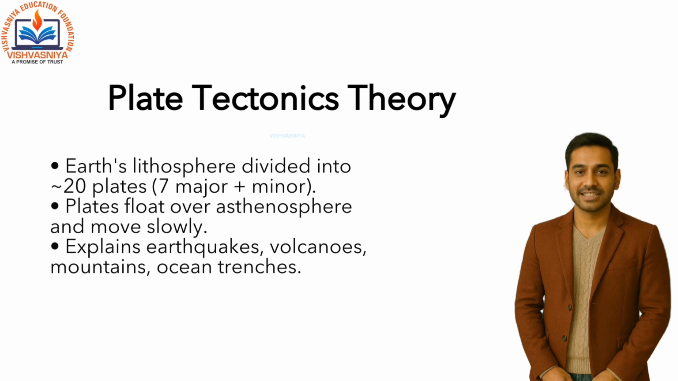This theory states that the Earth's lithosphere, the outer rigid shell, is broken into about 20 plates, 7 major and many minor. These plates float on the softer asthenosphere below and move slowly, just a few centimeters every year. This theory successfully explains the distribution of earthquakes, volcanoes, and mountains.